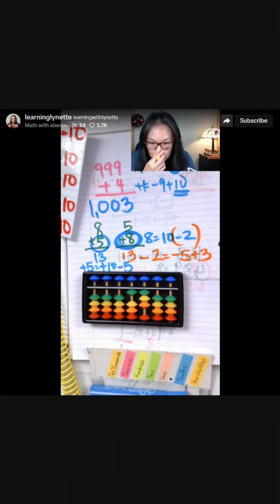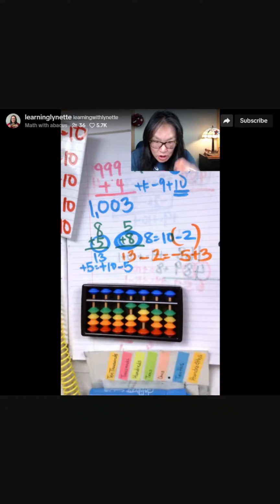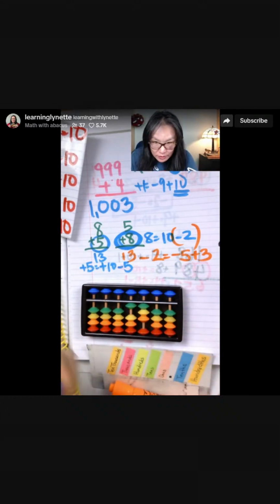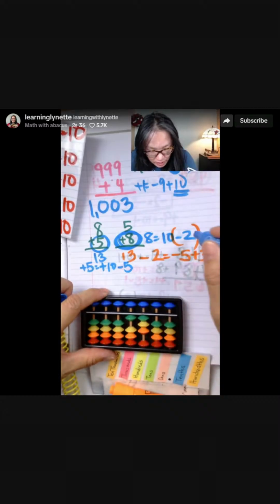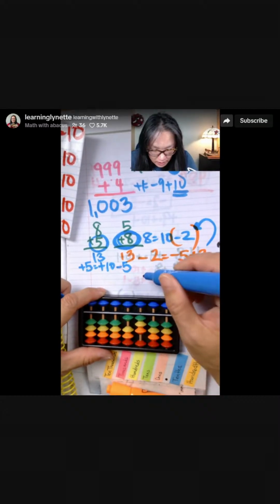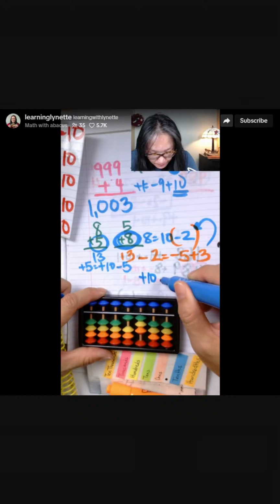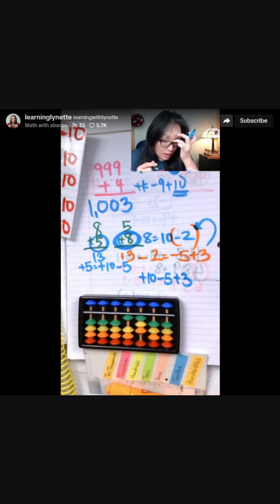Minus the 5 plus the 3. Yes, exactly. So when we put it all together, you're absolutely right, we're going to start substituting this into here, right? So we have plus the 10 minus the 5 plus the 3. But I don't put it all together. I go one number at a time because I want to chunk it.